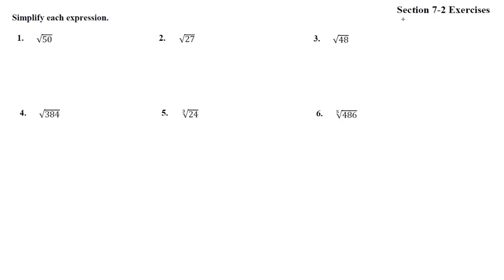Here we are in section 7-2, exercises 1 through 6. We're supposed to simplify each expression. Here we have the square root of 50. Now in each of these, you'll notice that they don't come out perfectly, but our job is to simplify them as much as can be simplified.